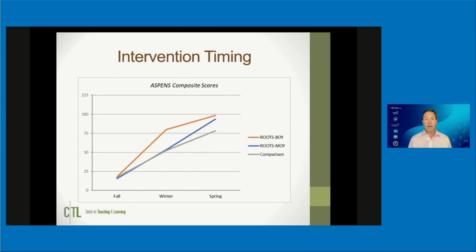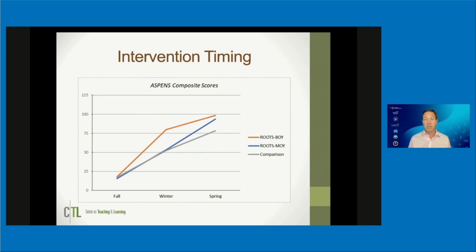So we took students within classrooms. We identified the 9 lowest students in a classroom, and we randomly assigned them to one of 3 conditions: a control condition, where they got business as usual, 3 students; a Roots condition that was delivered at the beginning of the year, so in the fall; or a Roots condition that was delivered in the middle of the year, so starting in winter.